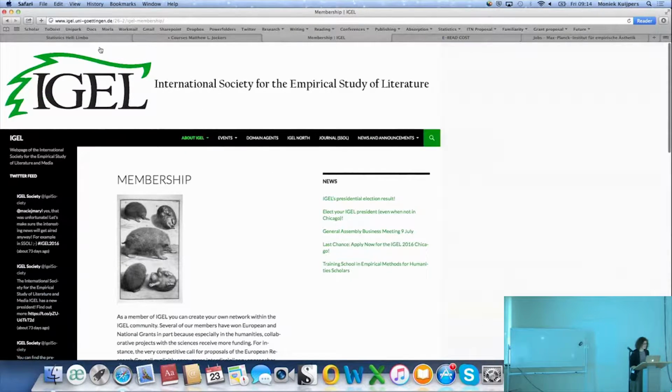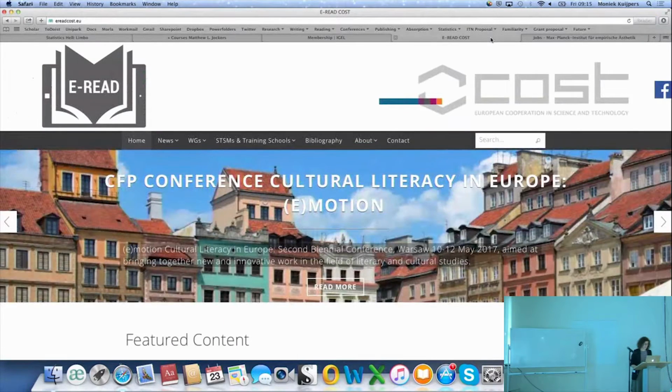For those of you who are wondering, why is the logo of IGEL in the shape of a hedgehog? That's because IGEL in German is a hedgehog. And the society was originally founded in Germany. So it's Internationale Gesellschaft für empirische Literaturwissenschaft. So that's why it's a hedgehog. I've been asked this question so many times. This is so weird. Why is there a hedgehog around this? That's the reason. Okay, so this is the eRead website.